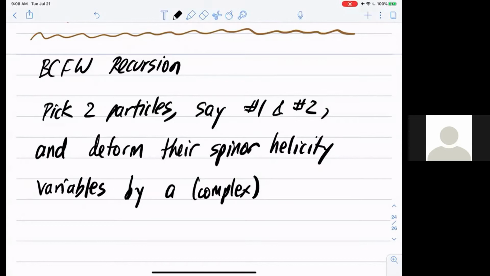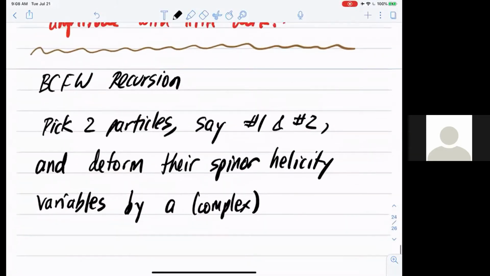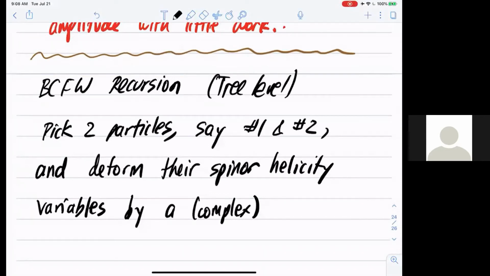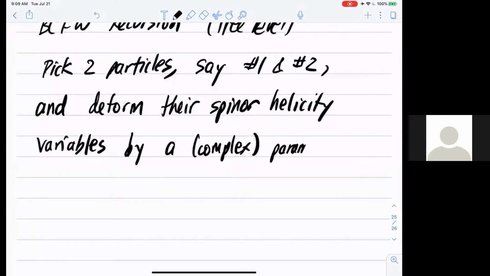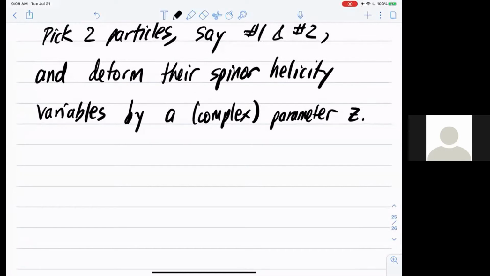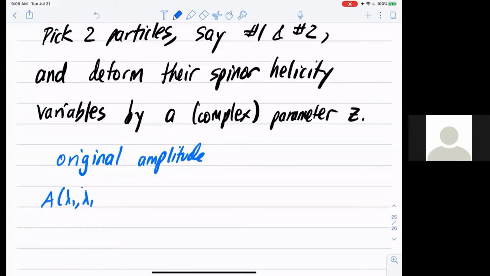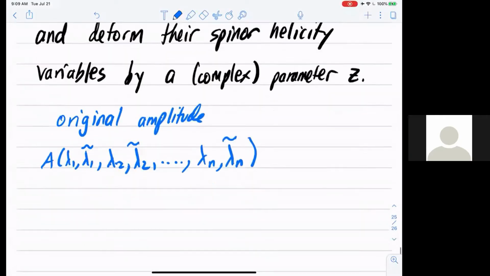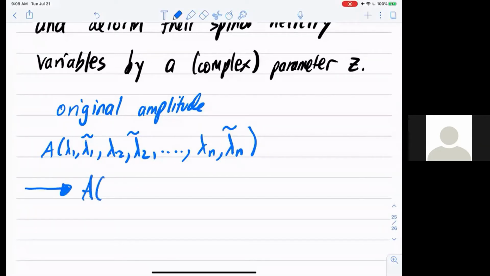Remember that we're allowing ourselves to treat the spinor helicity variables as independent complex variables. That lets us use the full power of complex analysis. And at the moment, I'll be talking about tree level, so there will be no issues about branch cuts. Everything will just be rational functions of these spinor helicity variables. So the idea is the following. You start with your original amplitude, and then you deform it into some new one. Let me call this A of zero, the original amplitude. We're going to deform it in the following way.